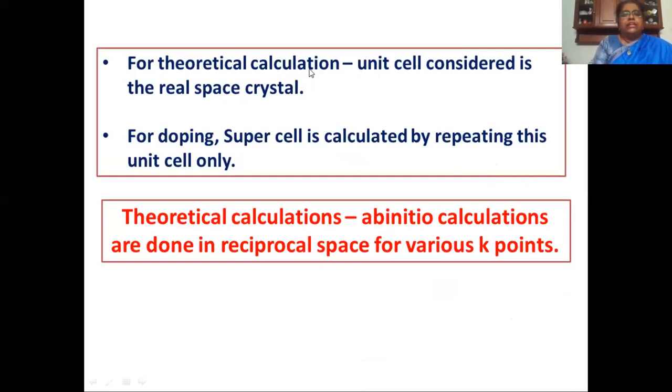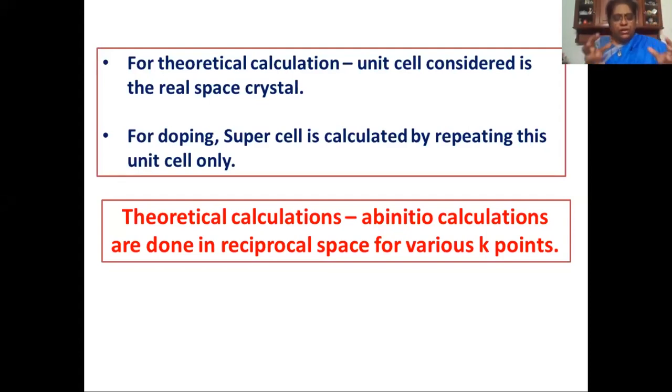For theoretical calculation, the unit cell considered is the real space. Now I want to talk to theoreticians. Experimentalists, X-ray does it in the reciprocal space, and you represent it in the real space. You theoreticians take a particular structure, you give the lattice parameter, the space group, the symmetry, and then the computer develops the solid. You also give the atomic number.